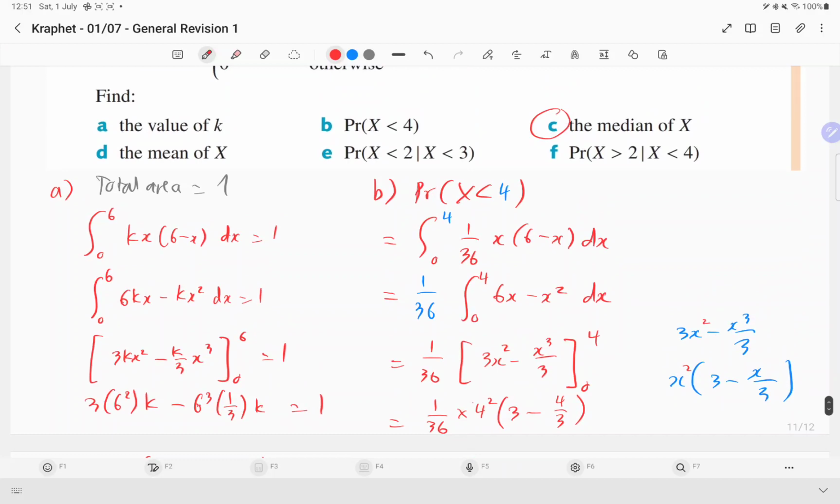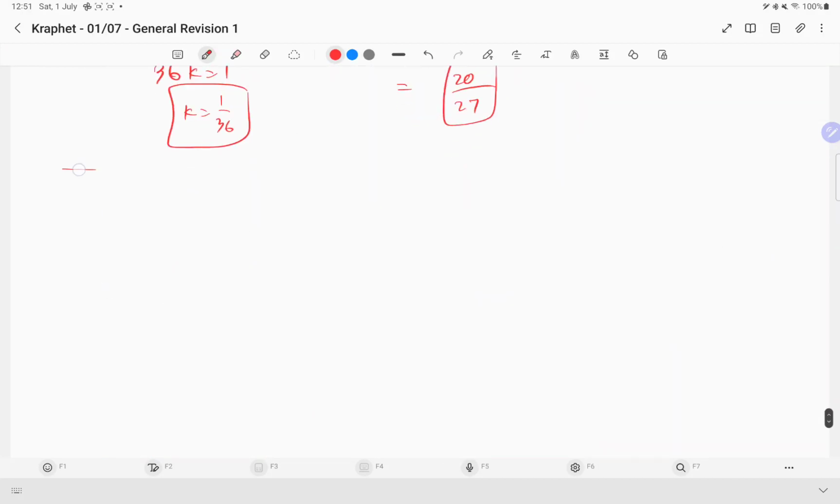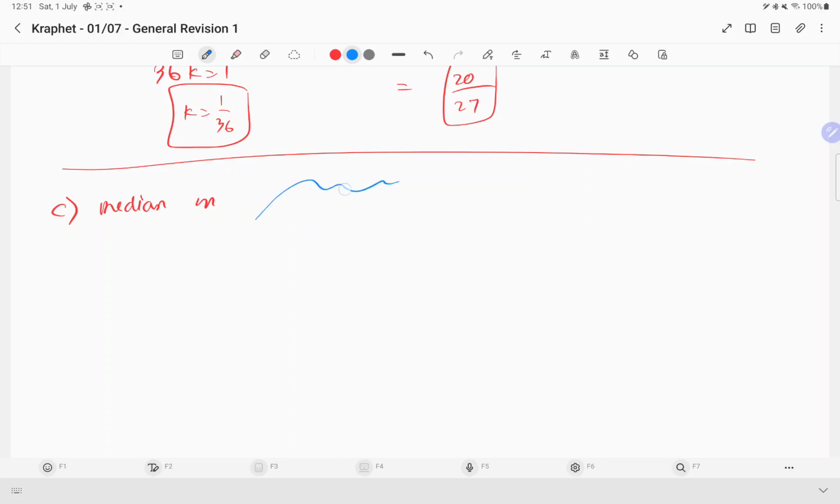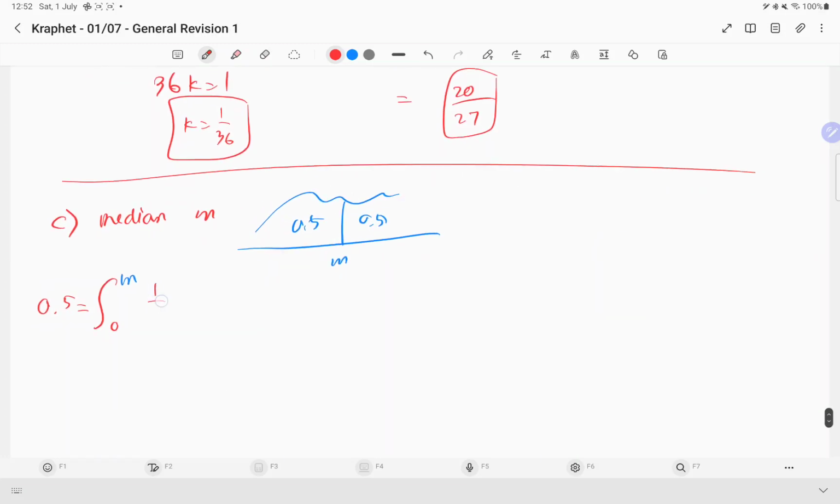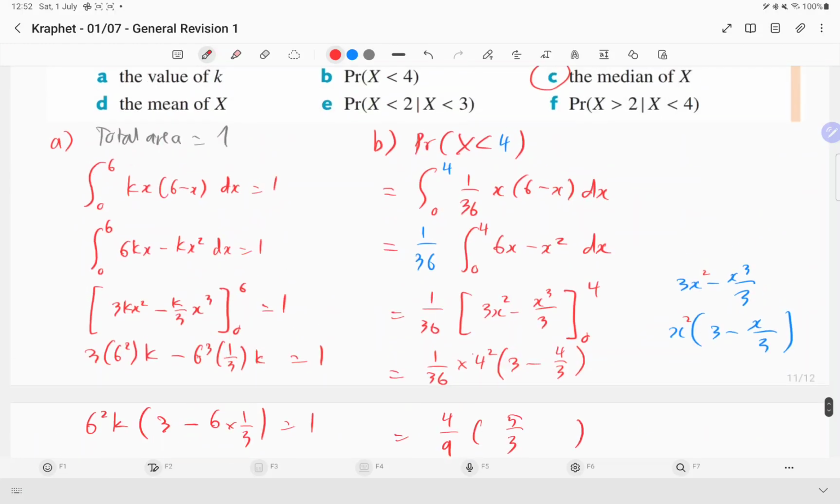Okay, median. How do you find the median? Right, the median M is where, when you integrate, the area is 0.5 on both sides of the median, right? So therefore, you integrate from the start, which is 0, to the median. The answer must be 0.5. And the function, we already got that: 1 over 36, and then x, 6 minus x.